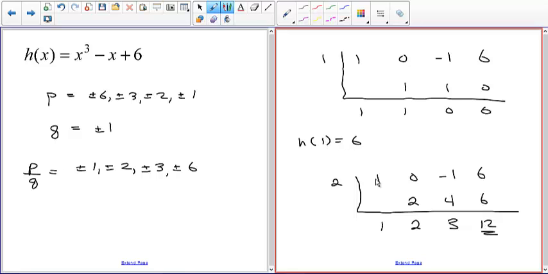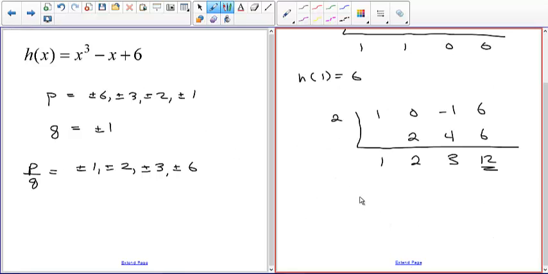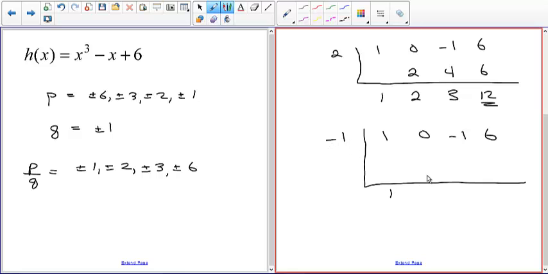Make sure I did all that right. Bring that down, multiply this by that, add those together, multiply that by that. That's good. So that means I should probably try negative 1. So negative 1, 1, 0, negative 1, 6. Bring that down. Negative 1 times 1 is negative 1. 0 plus negative 1 is negative 1. Then negative 1 times negative 1 is 1. 0 plus 1 is 1. 1 times negative 1 is negative 1. 6 plus negative 1... we get 6. Interesting.